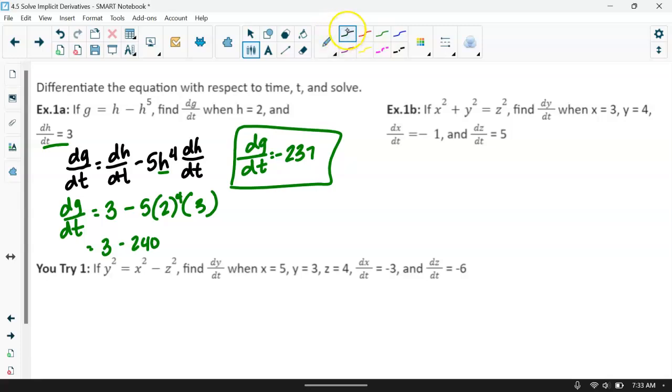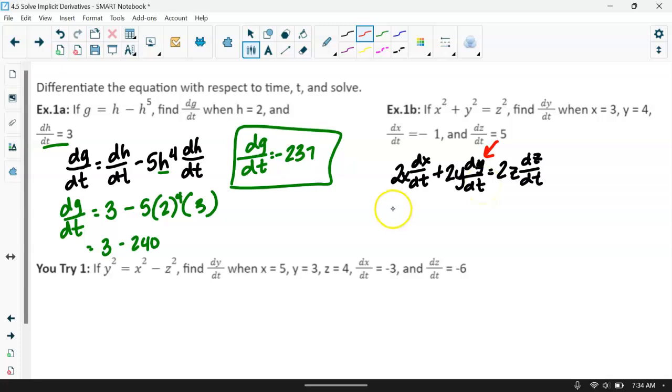Here again, we're going to take the derivative with respect to t. So 2x dx over dt plus 2y dy over dt is equal to 2z dz over dt. We are going to solve for dy/dt, so keep that in mind. We're solving for the derivative of y with respect to t.